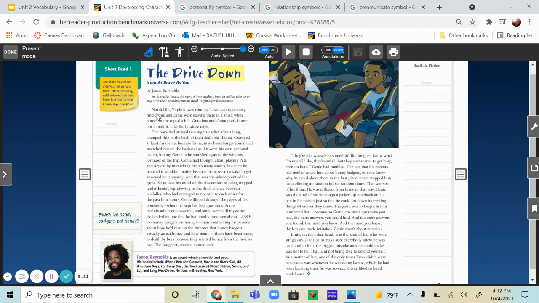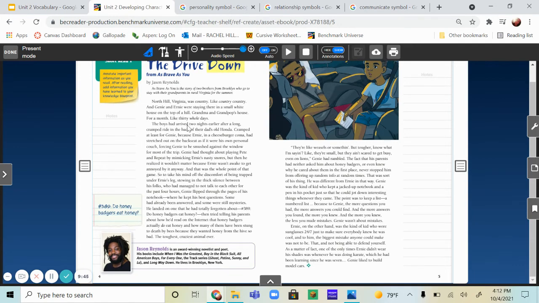This first part says, "North Hill, Virginia was country," like country. "And Jeannie and Ernie were staying there in a small white house on the top of the hill, Grandma and Grandpa's house, for a month," like 30 whole days. So already, even though this is a very short paragraph, I've already gotten some good info. Like I just found out the names of my characters, who are Jeannie and Ernie.